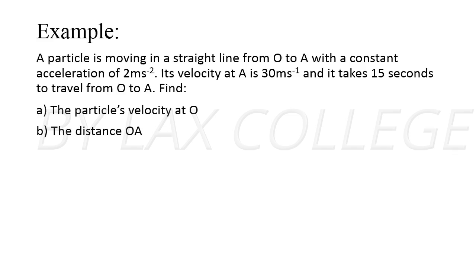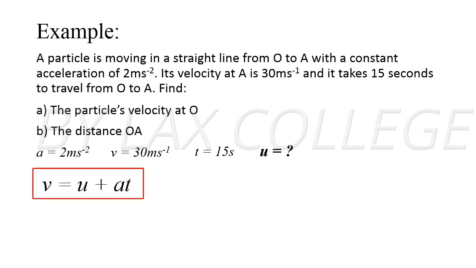Analyze the question. You can see that the acceleration is 2 meters per second squared, and v, the final velocity at A, is 30 meters per second. The time taken to travel from O to A is 15 seconds. They ask for the velocity at O, which is the initial velocity. From all this information, you can use the formula v equals u plus at to find the value of u. Substitute all the values: 30 equals u plus 2 times 15, and you get u equals 0 meters per second.